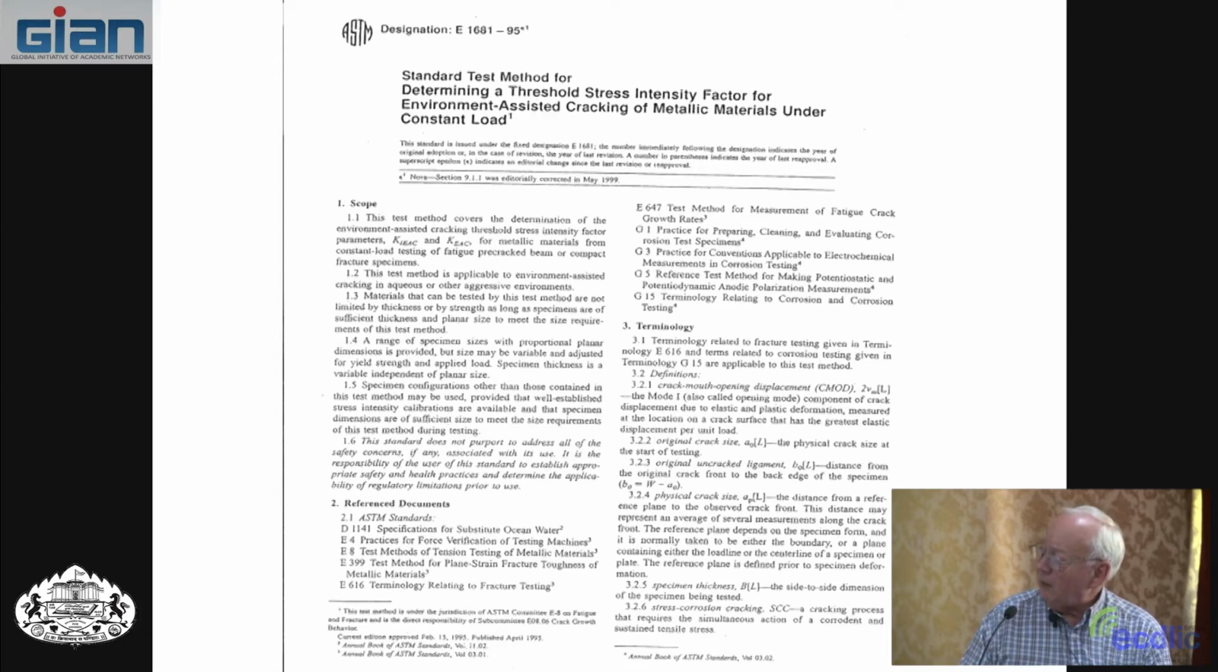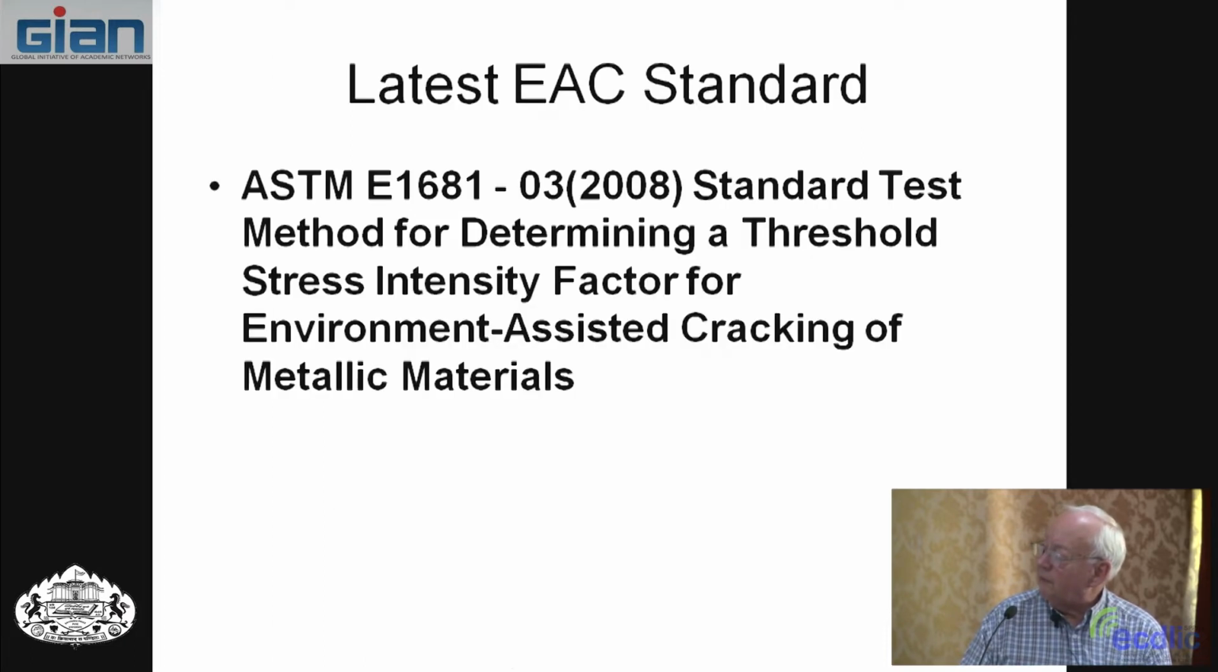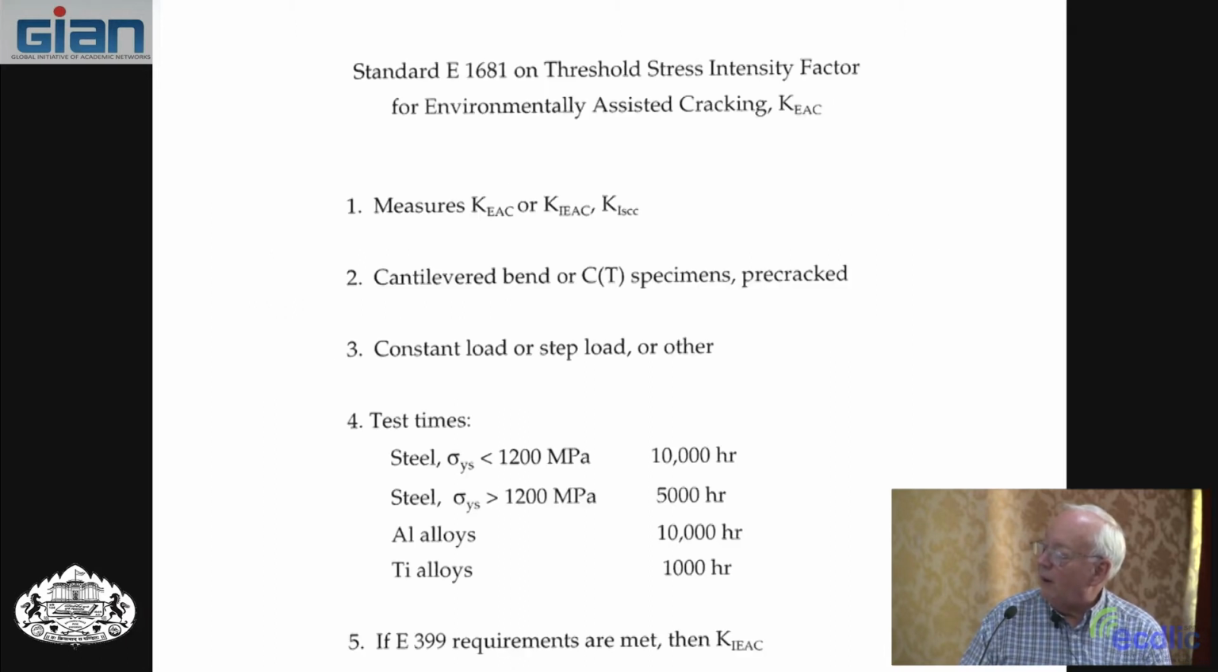Now, this test was standardized and last done quite a while ago, so I don't know how it's doing now. But this is ASTM test 1681 for threshold stress intensity factor for environmentally assisted cracking, KEAC. In that, they measure a KEAC or K1EAC. They use the cantilever bend specimen or the compact specimen. They're pre-cracked, and they usually use constant load or step load.